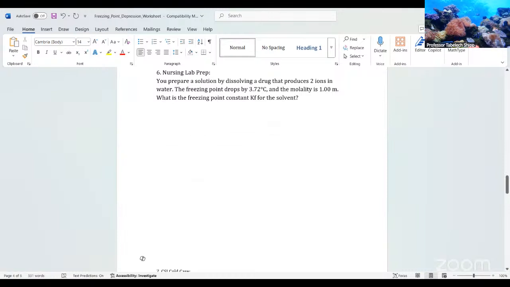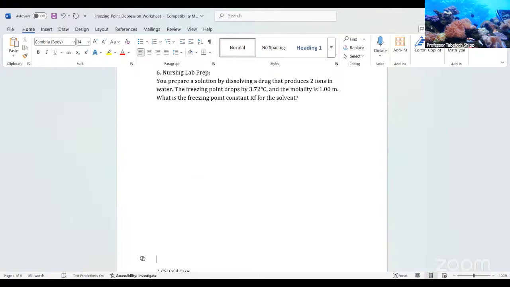Nursing lab prep. Yep. Nurses have to prep their labs to do these things. You prepare a solution by dissolving a drug that produces two ions in water. The freezing point drops by 3.72 degrees Celsius, and the molality is 1.00 m. What is the freezing point constant, Kf, for the solvent?